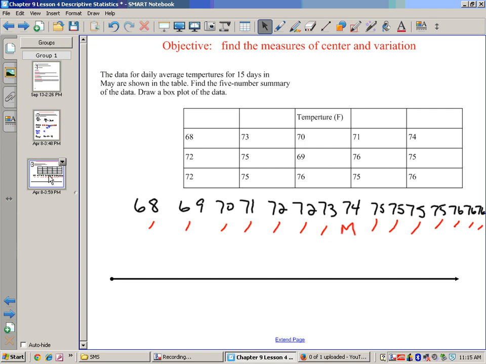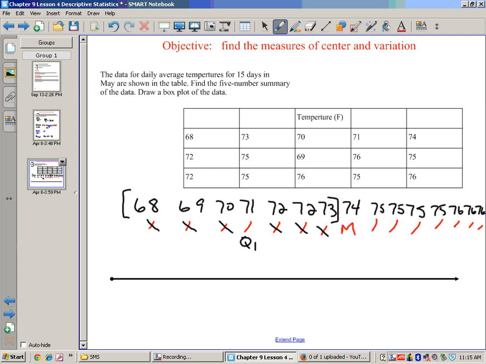Now we have to find our quartiles. And how you find the quartiles is, now we're going to look at the first set of data in front of the median. So we're going to look from 68 to 73. Okay, and so now with this first set of data, we find the median once again of this data. So we're going to block off 68, 73, 69, 72, 70, 72, so 71. 71 is going to be our first quartile.